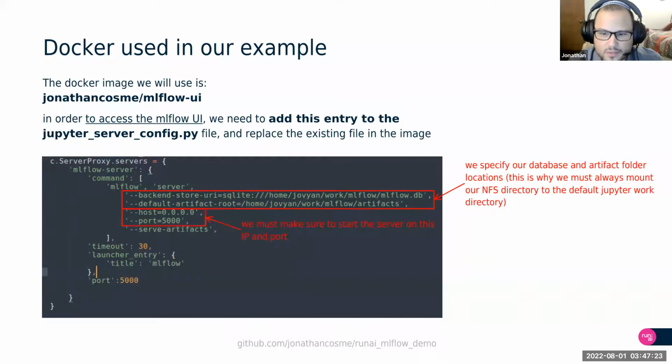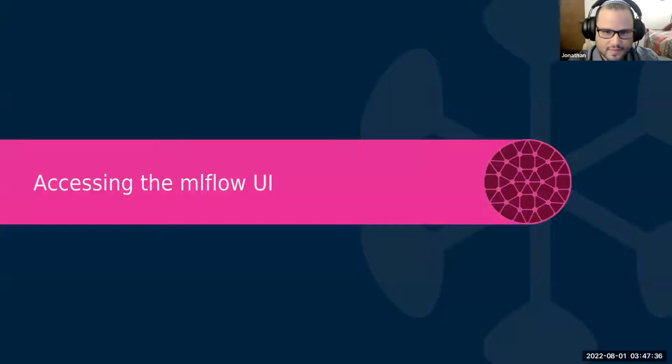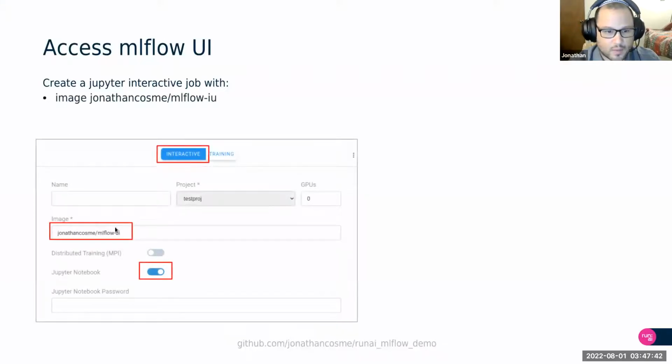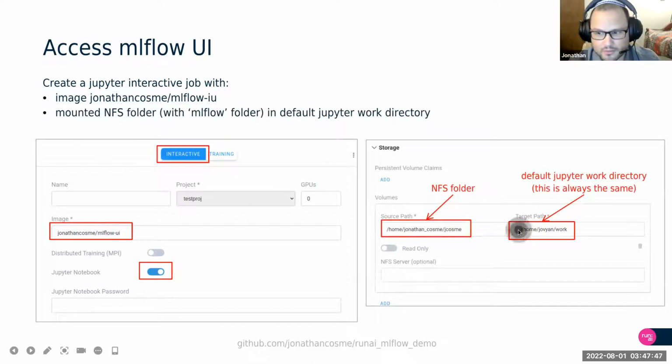We have to make sure that the server starts on this IP and port for our example to work. And of course, the last thing is we need to tell Jupyter that the port is going to be 5000. And the way to access the mlflow UI is very similar. We have to create an interactive job. We have to specify this image that we created, and we have to make sure we mount our folders.